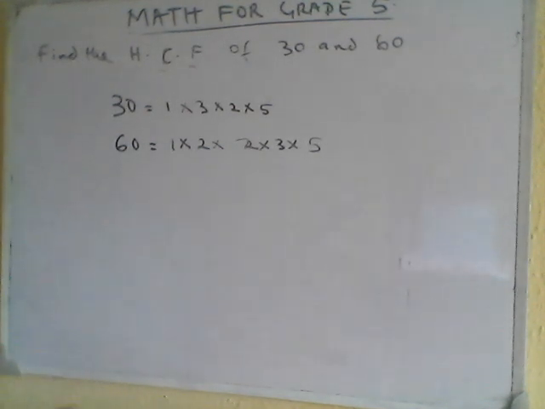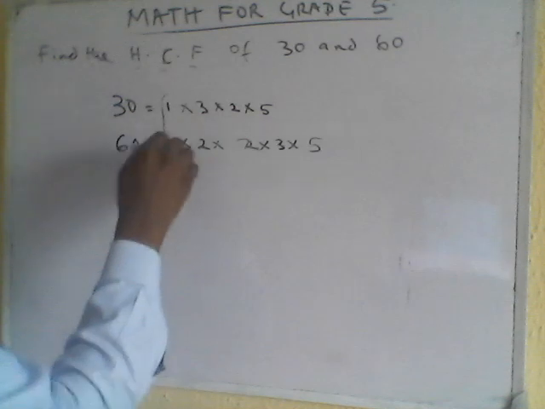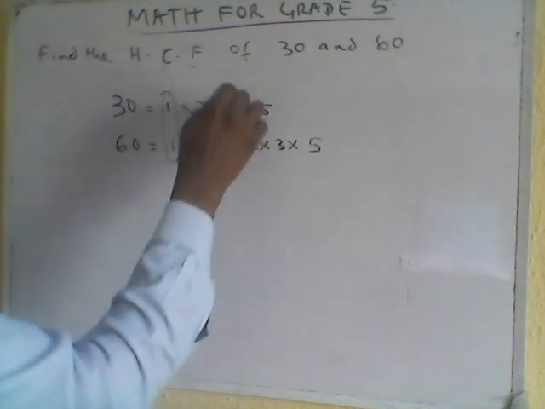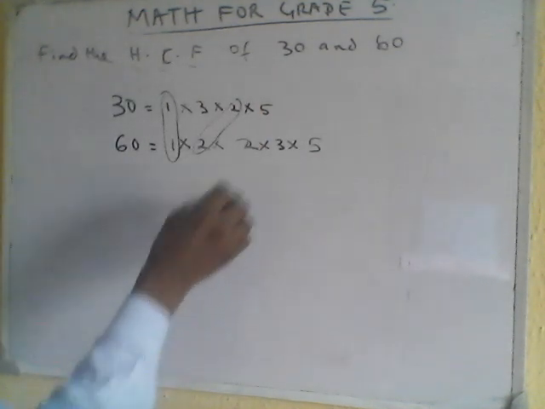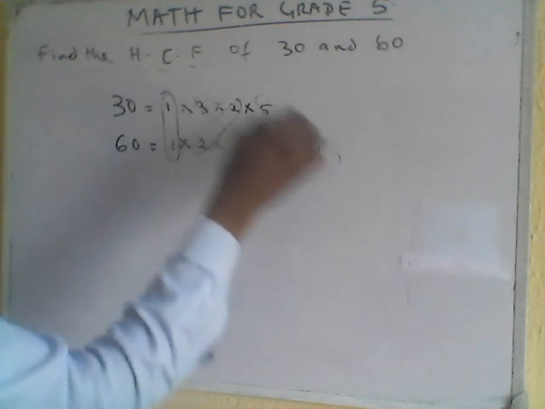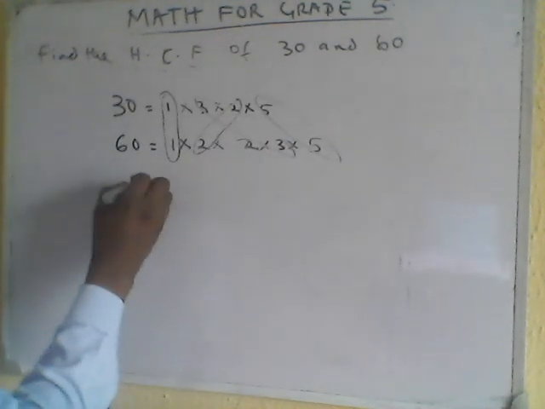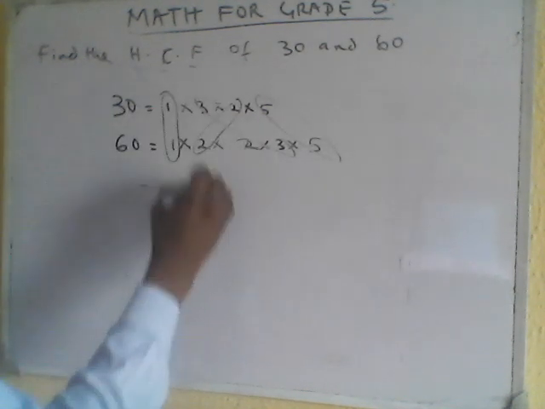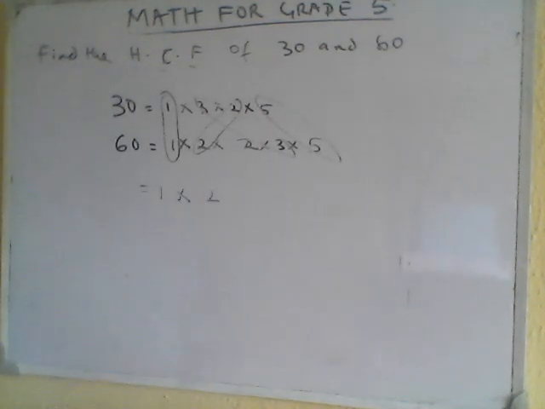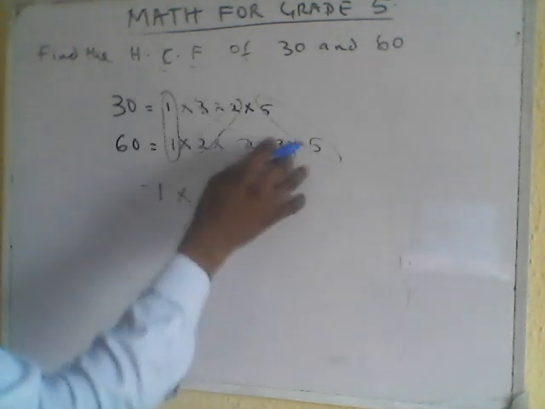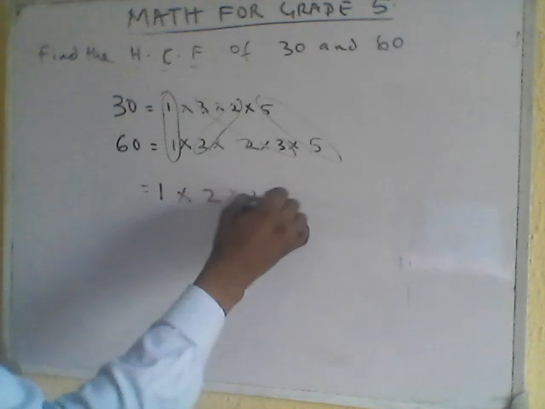So for me to group them, I will just group this like this. 1 and 1 is common. 2 and 2 here is common. Then I have 3 and 3 common. Then 5 and 5 common. So I write out the common factors. 1 times, there's a 2. This 1 times 2. All right. Then times 3 and times 5.